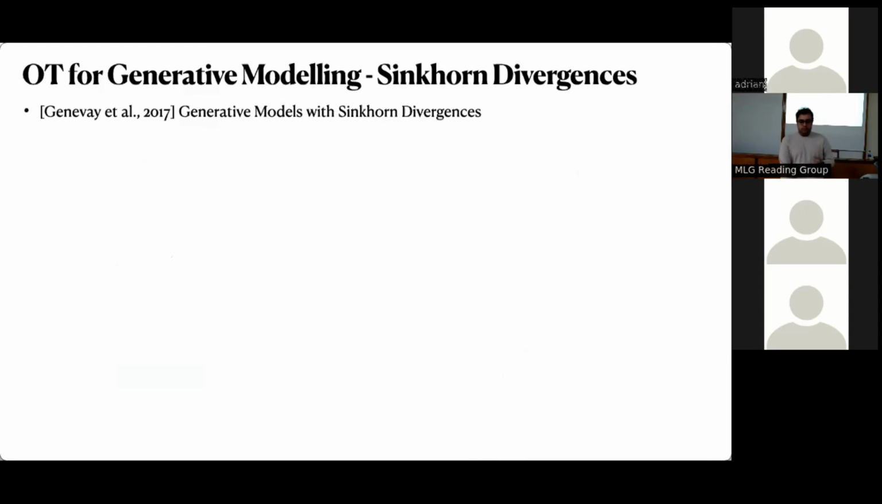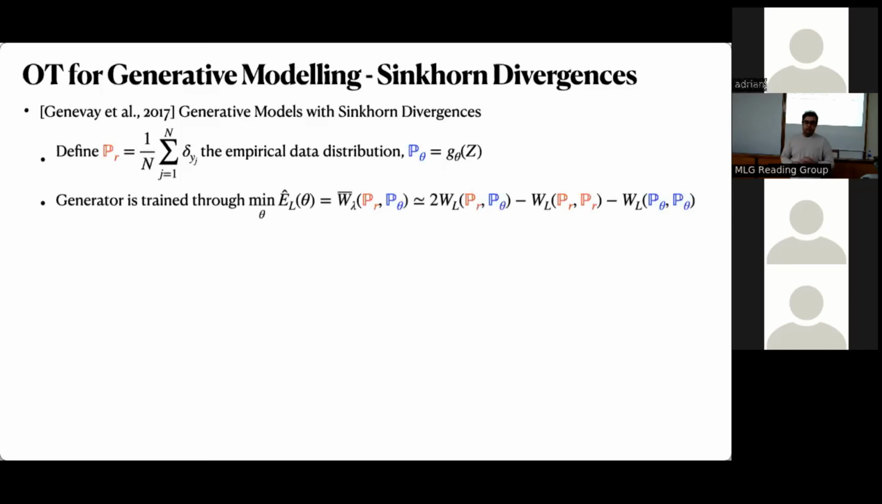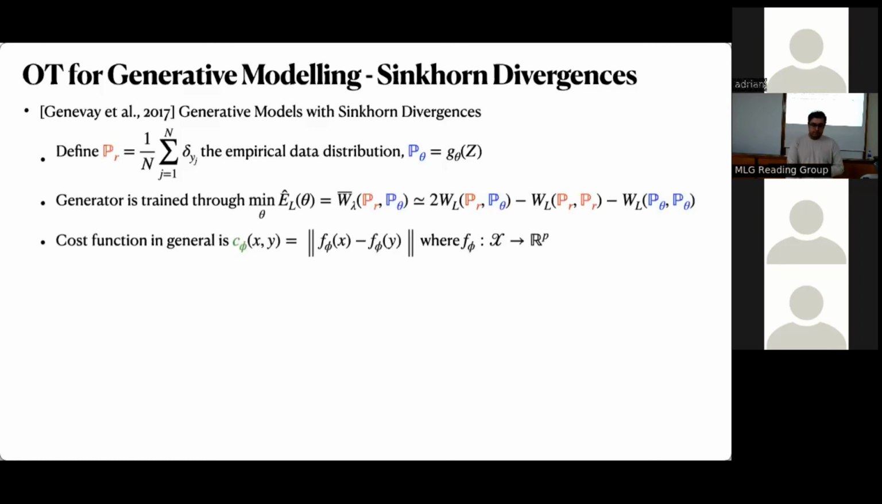And that's what the GANs with Sinkhorn Divergences paper does in 2017, where again, they define the empirical data distribution, they define P theta, and the generator is now trained through minimizing the Sinkhorn divergence between PR and P theta, where the Sinkhorn divergence is just in this form, functions of the form of the regularized Wasserstein distance. So this is no longer minimizing the exact Wasserstein distance the way WGAN was. It's minimizing the regularized Wasserstein distance instead.